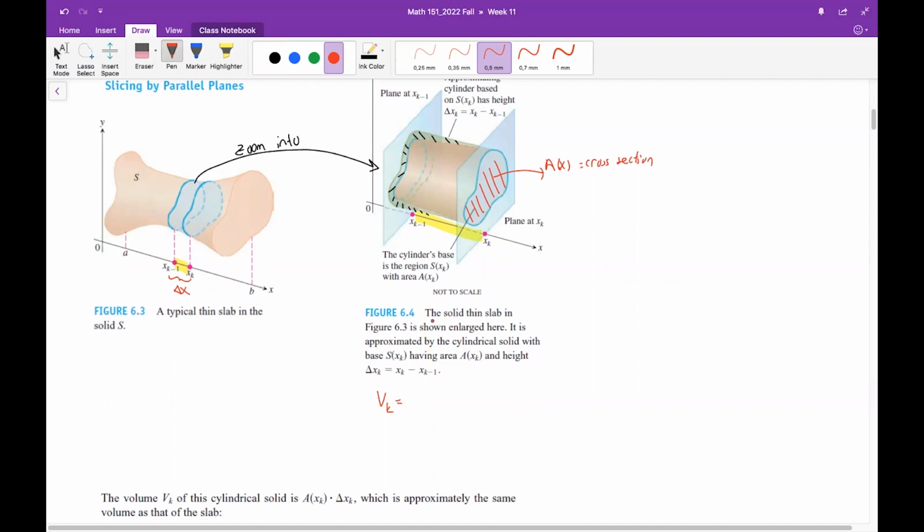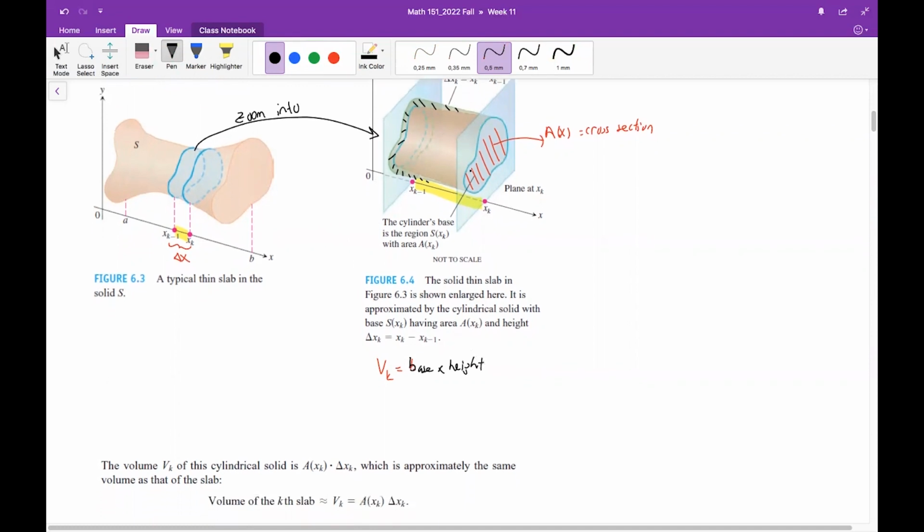Of course, it will be base times its height. So how do you find the volume of cylinders? Base times the height. And what is the base of this cylindrical shape object? It is A of x. Base is given by the cross-section area, and height is given by this length, and I called it delta xk, okay? So height is given by delta xk. So this expression gives us the volume of the kth slab.